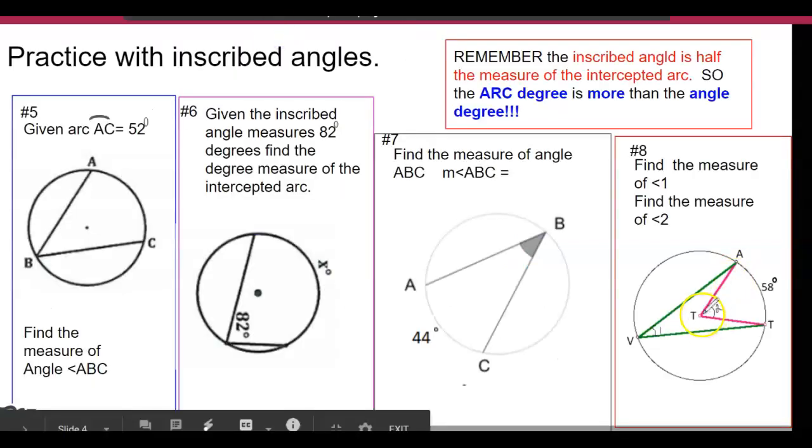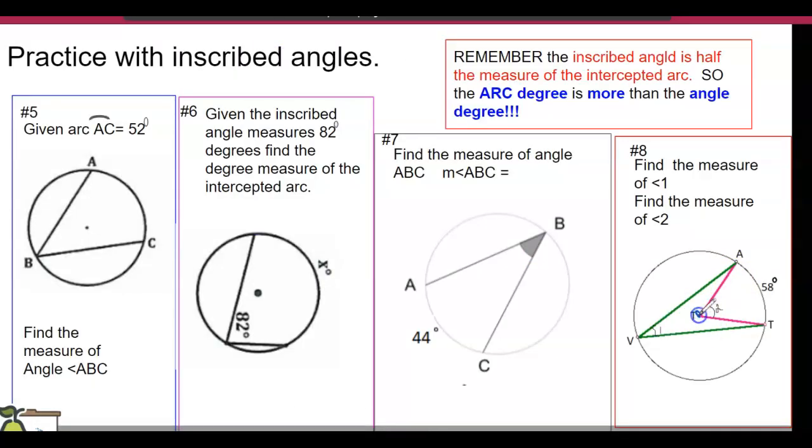Okay, the main difference is that a central angle is at the center. The vertex is at the center, and it's the same. So this would be 58 degrees. And an inscribed angle has the vertex on the circle. See that? It's on the circle, and it's half. It's smaller. It's half. So it would be 58 divided by 2. So it would be half the size of the arc. That inscribed angle is half the size of the intercepted arc.